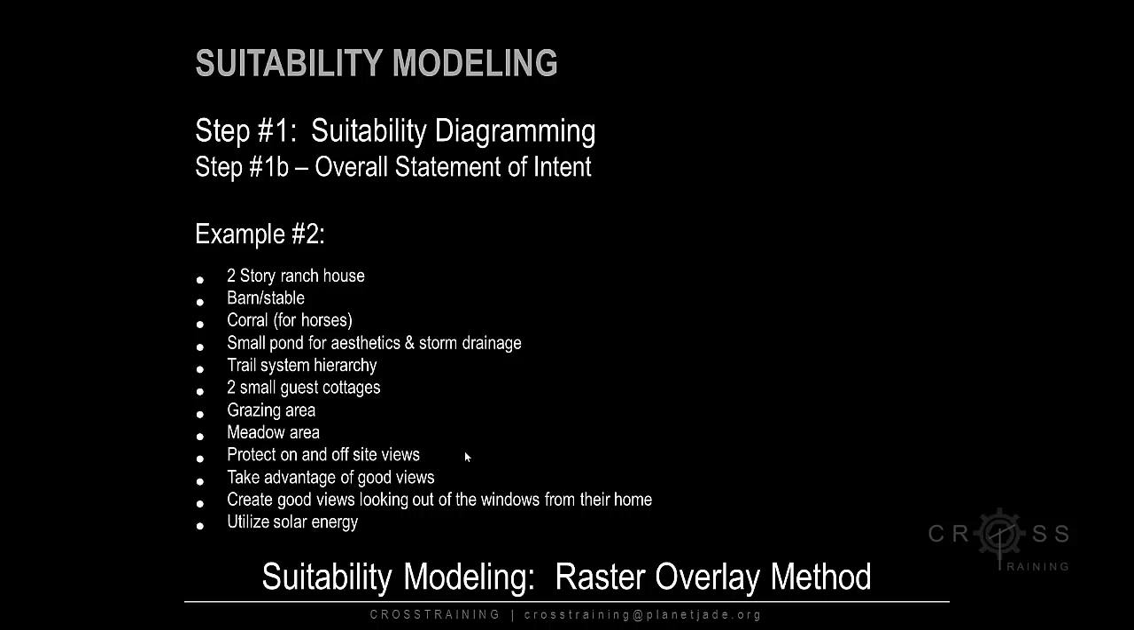A client has asked you to determine if the following will work on their estate: two-story ranch house, barn stable, corral, small pond for aesthetic and storm drainage, trail system hierarchy, tree masses for shade, two small guest cottages, grazing area, meadow area, protect on and off-site views, take advantage of good views, create good views looking out of the window from their home, and utilize solar energy. So this is a typical laundry list that a client might give you.